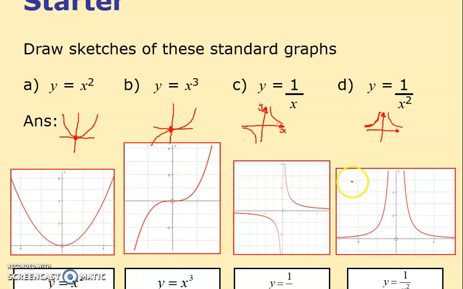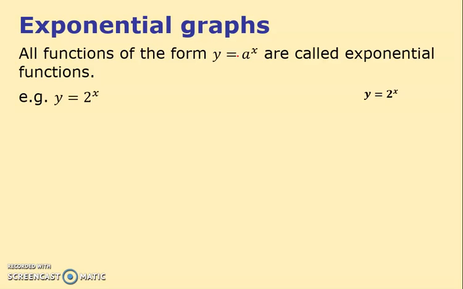So there are 4 graphs that we're meant to know. Notice that I've described these as standard graphs, graphs that you're meant to recognize and go, I know what that looks like. So for instance, if I then said y equals x squared plus 4, it's a bit higher up. Translation has occurred.